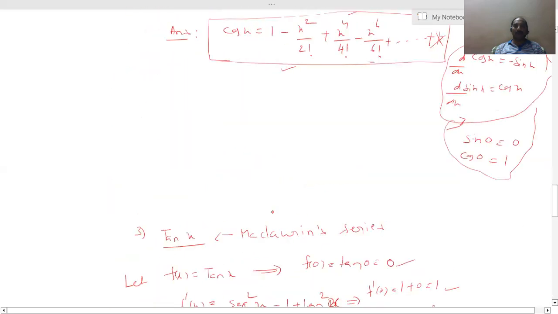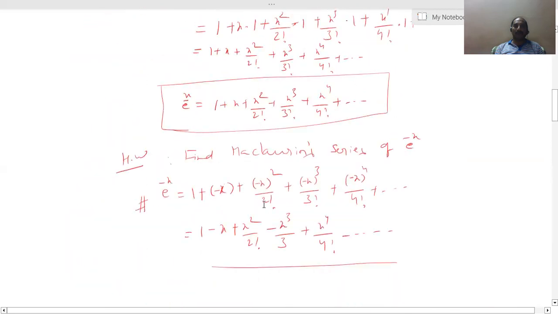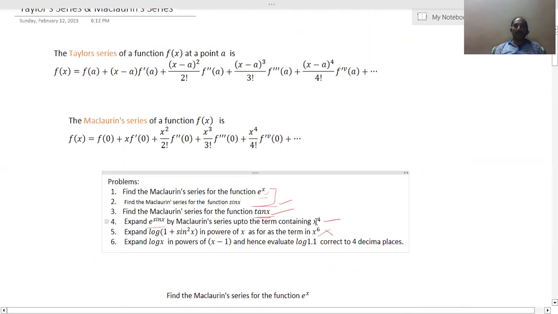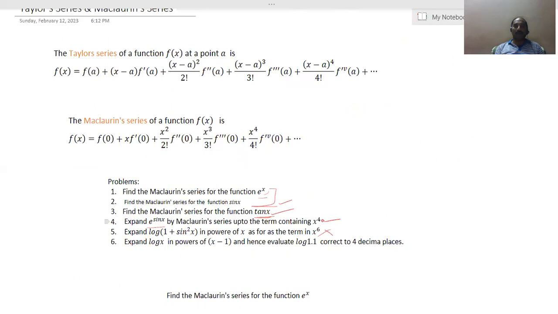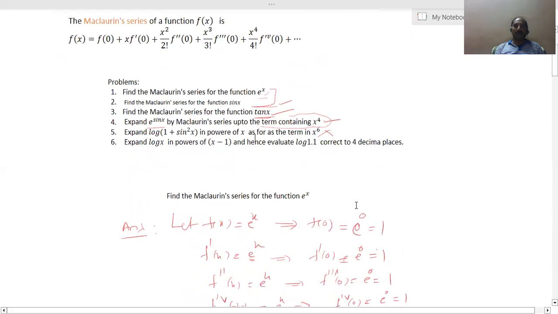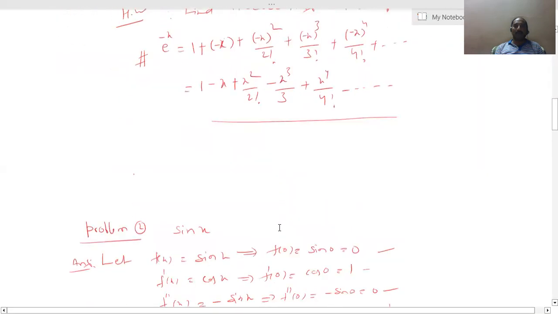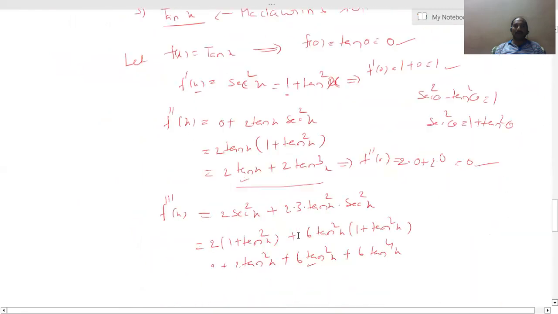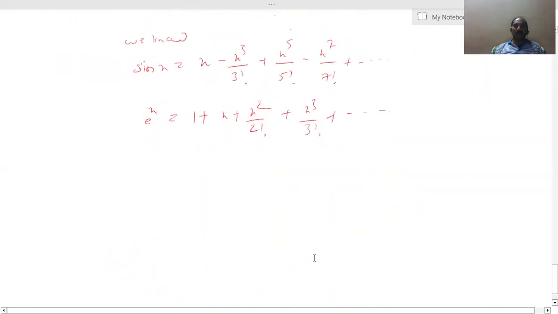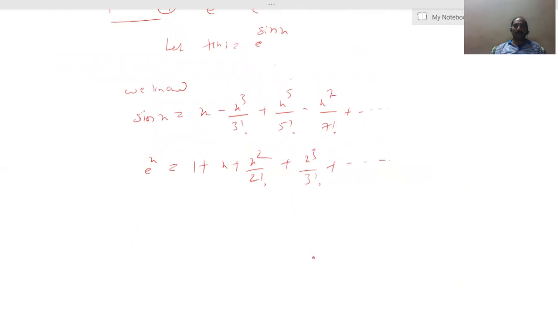In the problem they ask for the expansion containing up to x power 4, so we must calculate up to the x power 4 expansion. That is the important thing. So take one more term also, x power 4 by 4 factorial, because they ask up to x power 4. Just instead of x, replace with sin x.